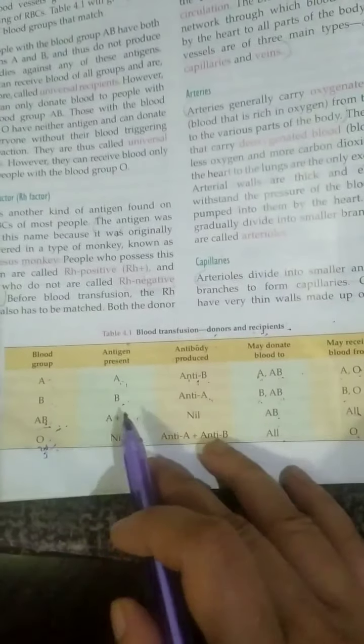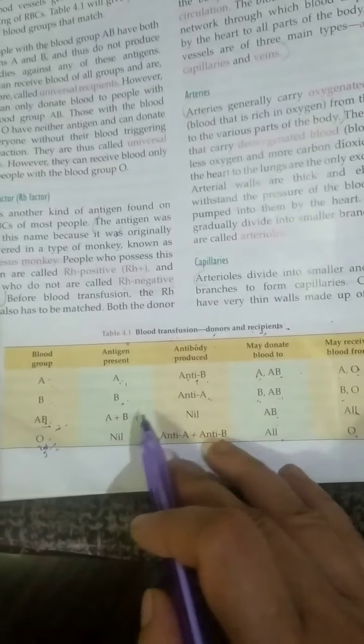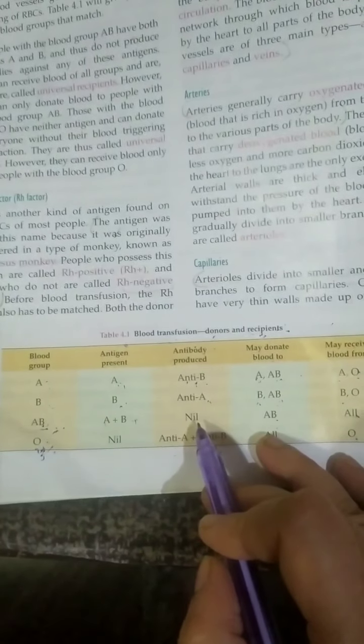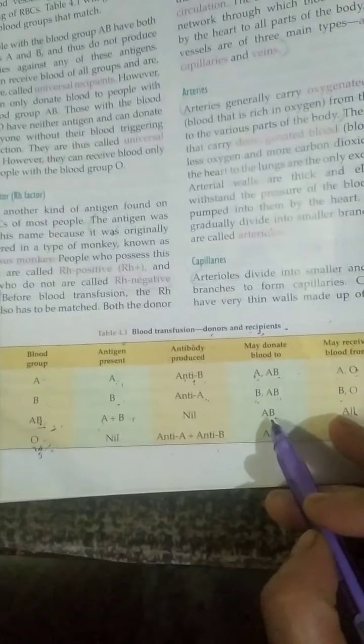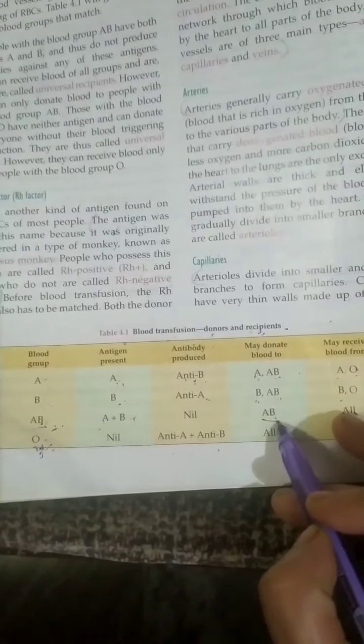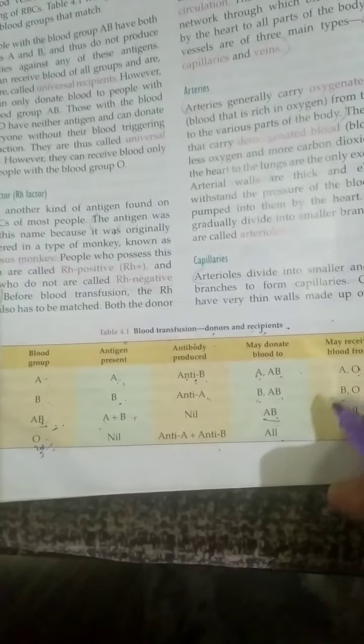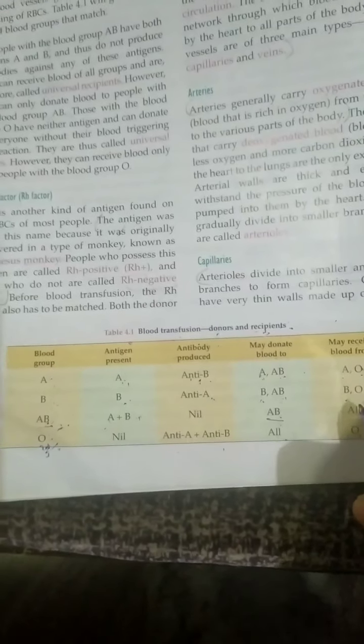Then the AB blood group has both antigens, A and B. They do not produce any antibody because both antigens are already present. They may donate blood to AB only, and they may receive blood from all, because this is the universal recipient.